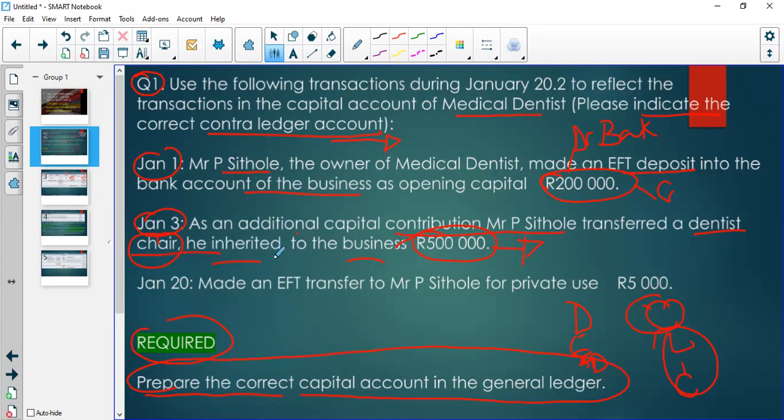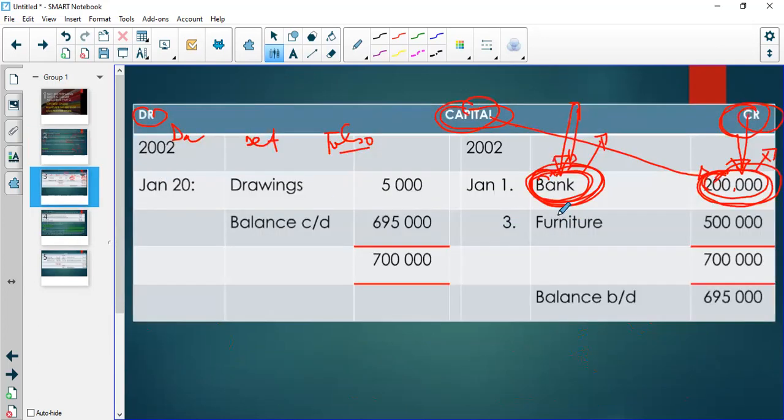This is not money. This is not cash. This is furniture. So the furniture of the business has increased. Furniture is an asset. Furniture has increased. So you're going to debit the furniture account. And because capital has also increased, we're going to credit the capital account. So if we go to the capital account, we have furniture, which is the account that was debited, and the amount is 500,000. So this 500,000 is a credit entry in the capital account. And we are saying we debited the furniture account for the same amount, right?